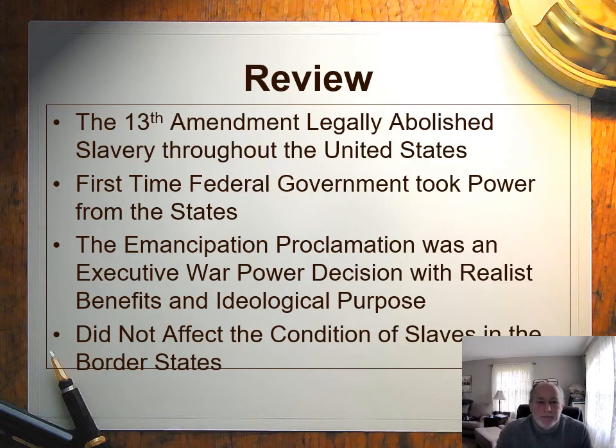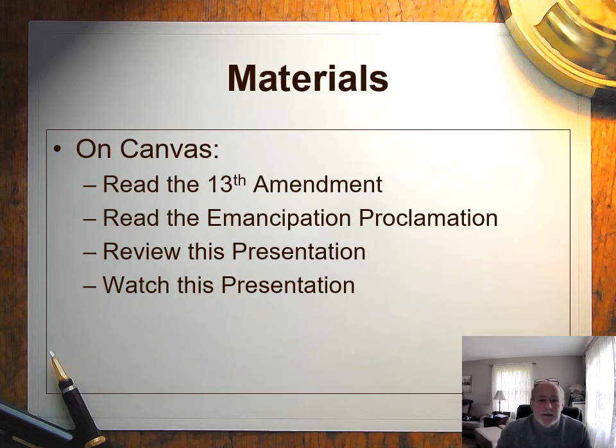So, in a quick review, the 13th Amendment legally abolished slavery throughout the United States. For the first time, the federal government took power from the states and put itself in a sovereign position over the states. The Emancipation Proclamation was an executive war power decision with realist benefits and ideological purpose. And remember, it didn't affect the condition of the slaves in the border states.